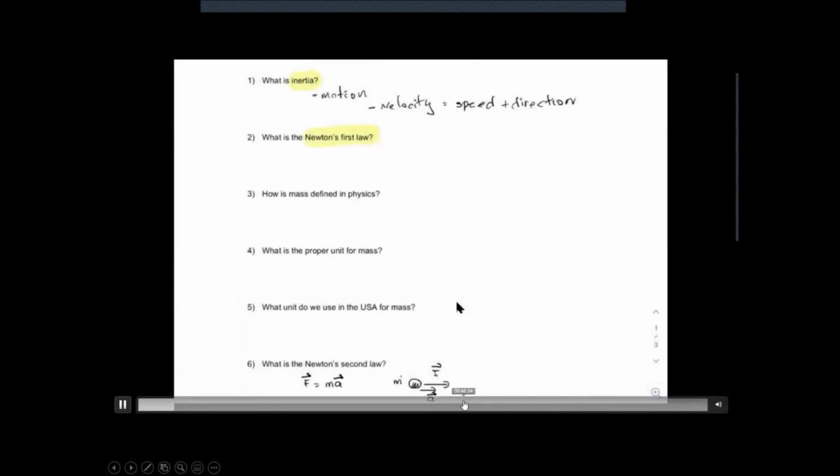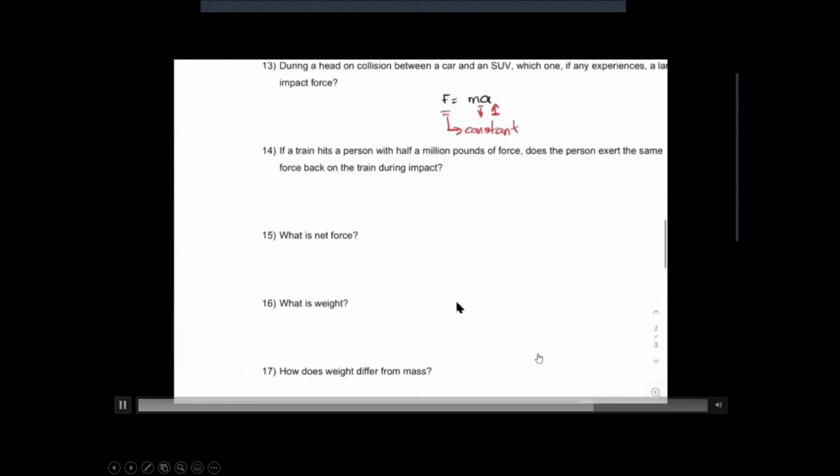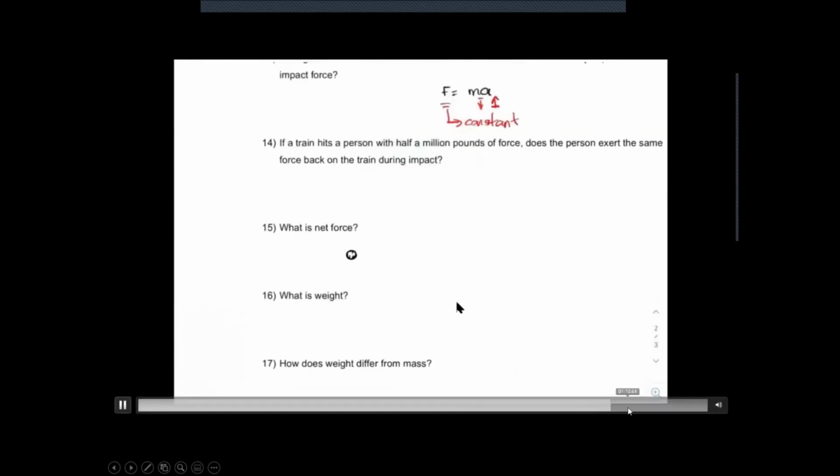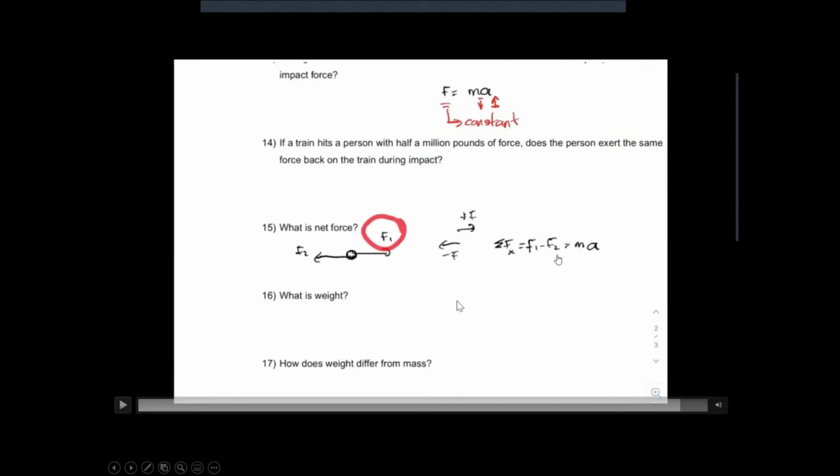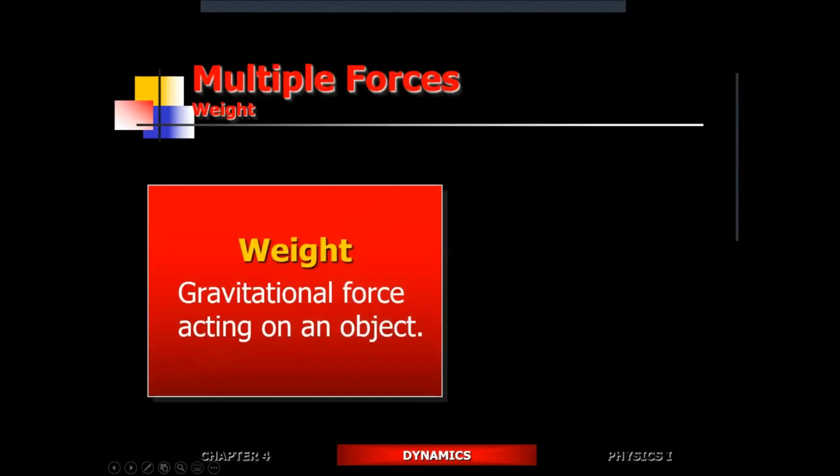Okay, so we did a lecture review already. What's the net force? The net force is the sum total of all forces acting on a system, right? So the direction is going to matter. Right is positive, so left is going to be negative. F1 is to the right, so it's going to be positive. F2 is to the left, so it's going to be negative. The net force is responsible for the acceleration. That's all we have done so far.